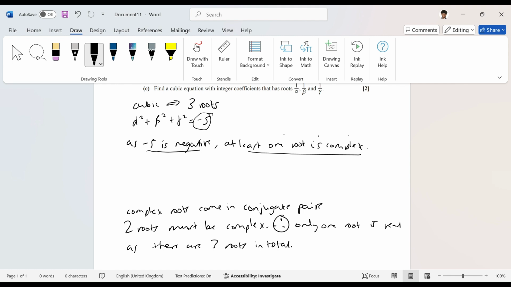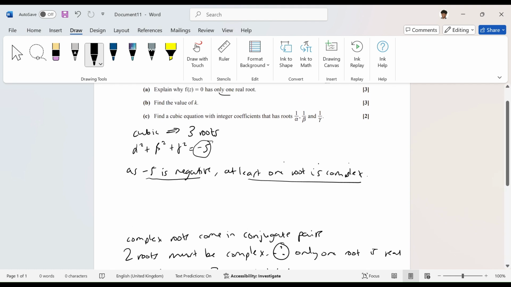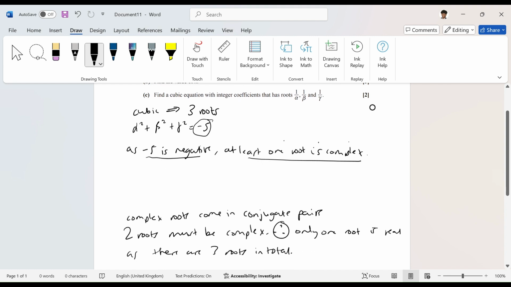So we say that a cubic has 3 roots. We know that minus 5 is negative, so therefore at least 1 root is complex. Complex roots come in conjugate pairs, so 2 roots must be complex, and therefore only 1 root is real, as there are 3 roots in total. And that would give you all 3 marks for this question.